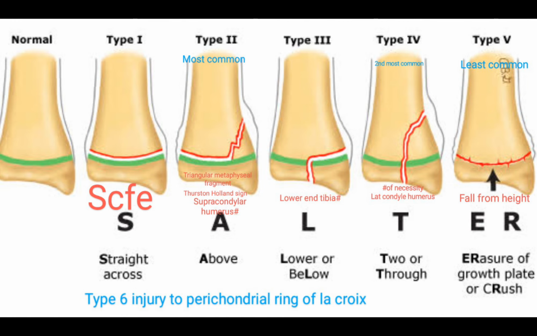The triangular metaphyseal fragment is there. Here is the triangular metaphyseal fragment. This triangular fragment will be there. It is known as Thurston Holland sign and it is seen in supracondylar humerus fracture.